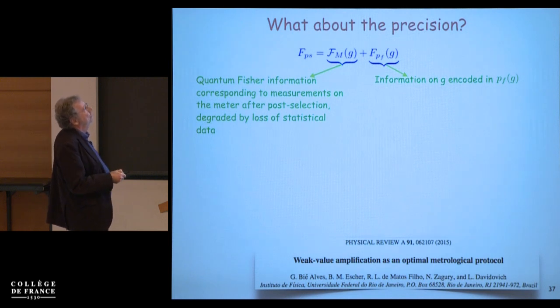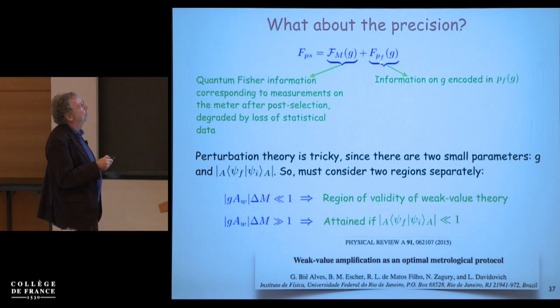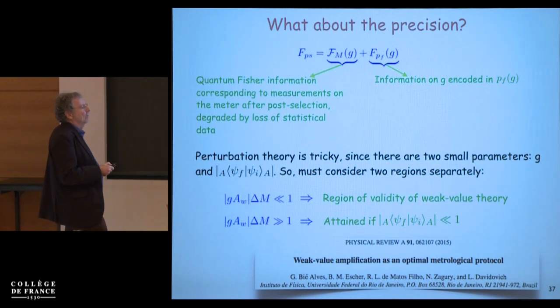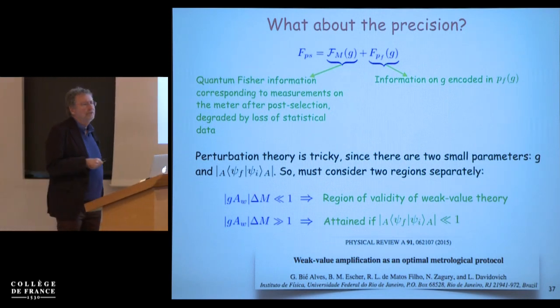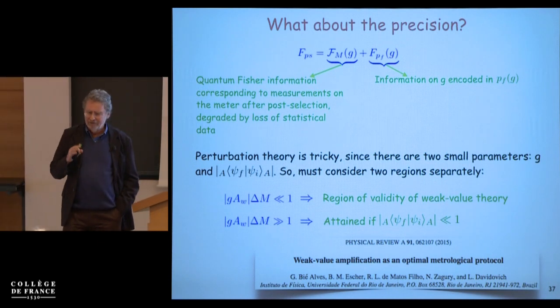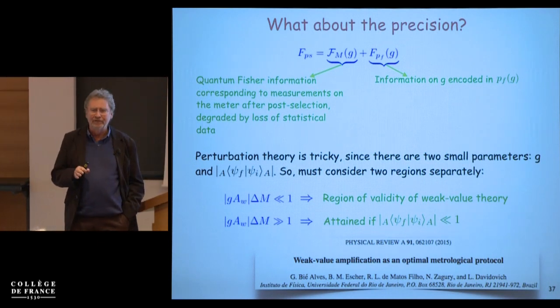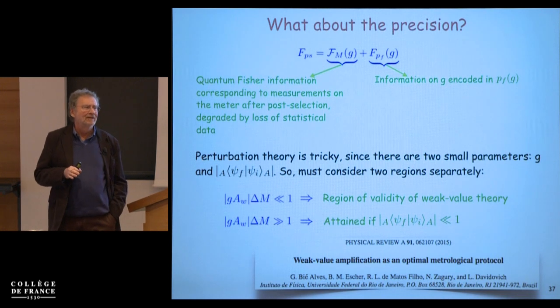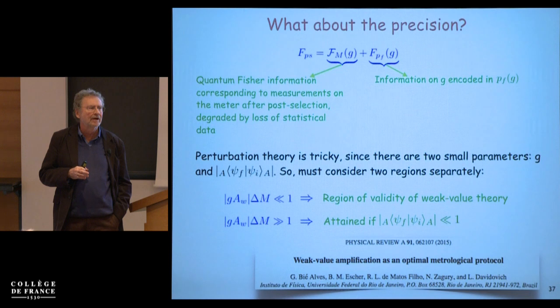And this is the information on G encoded in the post-selection probability. Now, the perturbation theory here is tricky. Don't be scared. I'm not going to give you the details, okay? But it's sufficiently tricky that people have not noticed before.